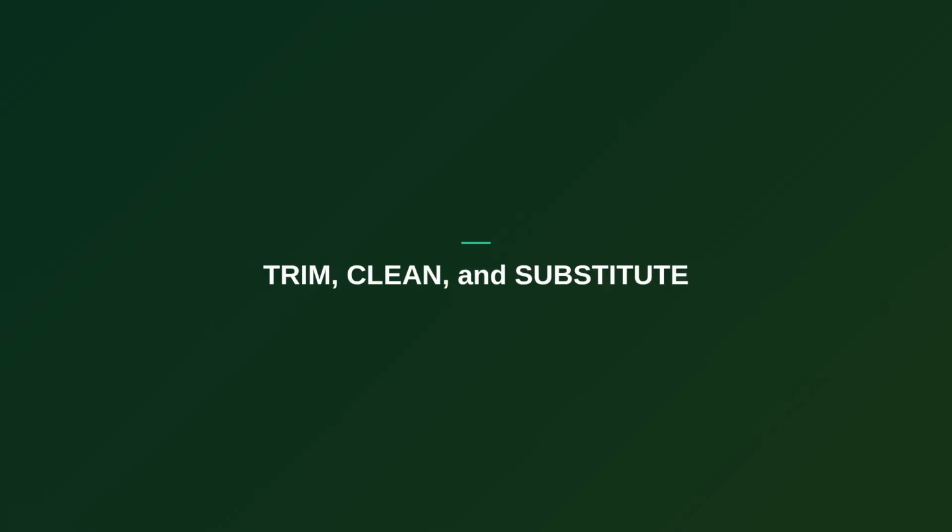3 essential text cleaning functions. Trim removes all extra spaces, leaving only single spaces between words, essential for imported data full of hidden spaces. Clean removes non-printable characters that often sneak in from web or database exports. And Substitute replaces specific text within a cell. Use it to remove unwanted characters, swap delimiters, or standardize formatting. Combine all three like this. Trim of clean of Substitute, and you handle 90% of text cleaning jobs.